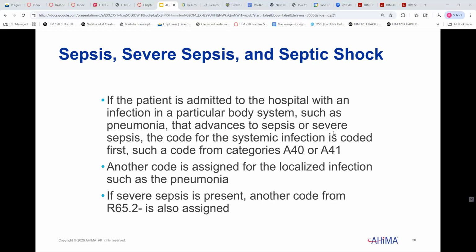If the patient is admitted to the hospital with an infection in a particular body system, such as pneumonia, that advances to sepsis or severe sepsis, again, the code for the systemic infection is coded first, such as a code from A40 to A41, and another code would be used for the localized infection, such as the pneumonia. And then, of course, the R65.2 code.